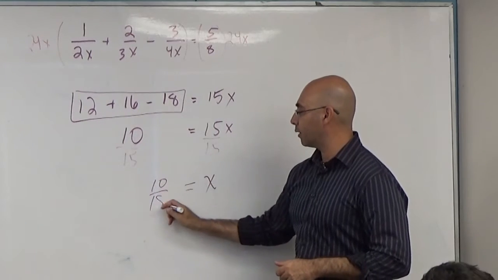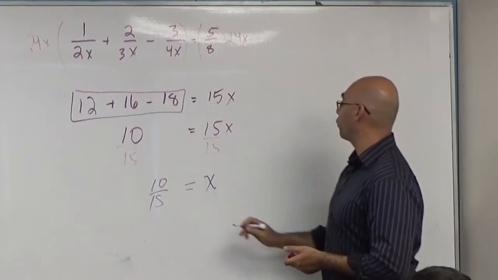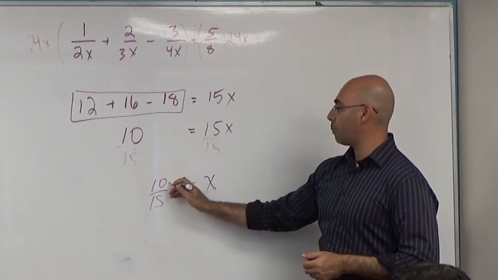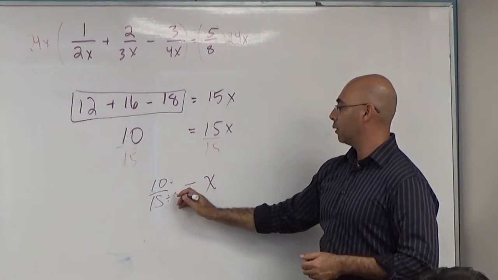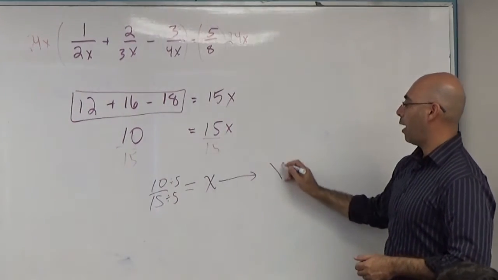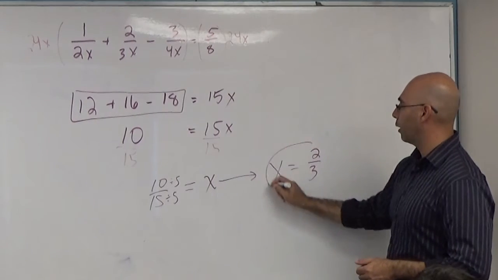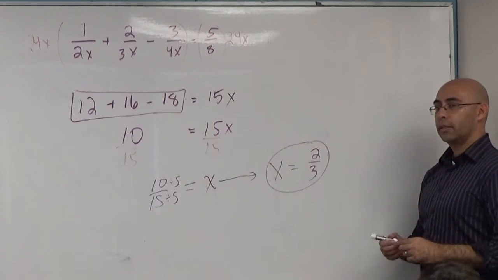10 over 15. And can I reduce 10 over 15? I can divide top and bottom by what? 5. So your final answer, x is equal to 2 over 3. Shazam.